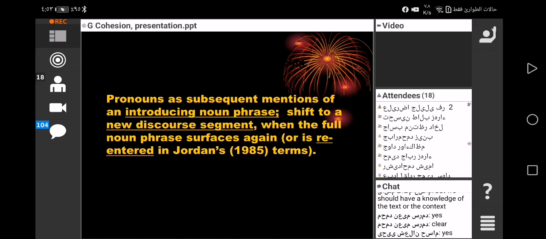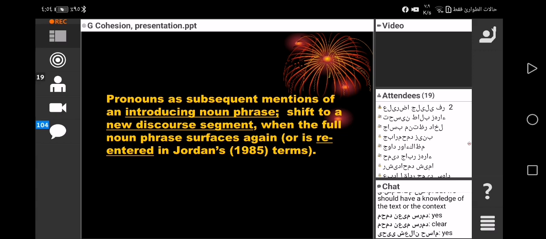Pronouns are subsequent mentions of an introducing noun phrase. Sometimes pronouns precede nouns. We anticipate nouns to appear in our discourse, so we use pronouns. These expressions are called cataphoric expressions, right?